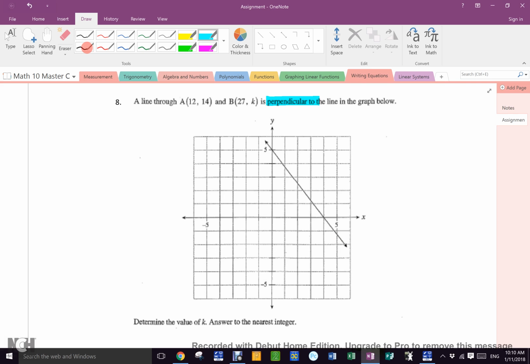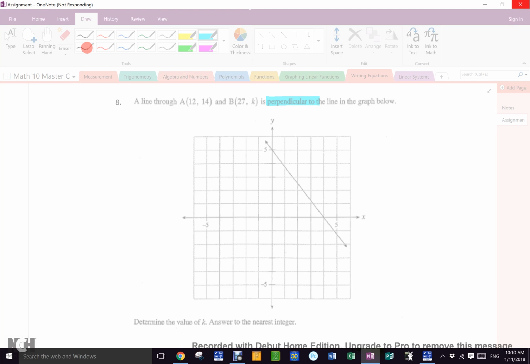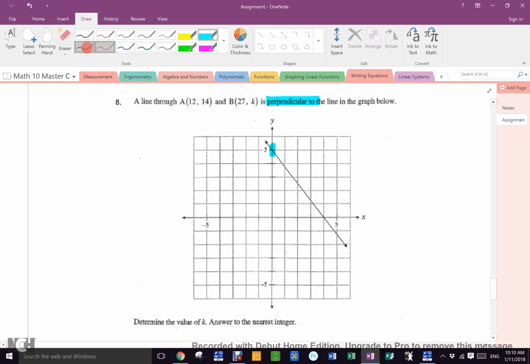It's on a graph, so what am I allowed to do? Count. It goes through that point right there and that point right there, right? So what's the slope? 1, 2, 3, 4, 5 positive. 1, 2, 3, 4 negative. So this guy's slope is 5 over negative 4. We'll finish this tomorrow.